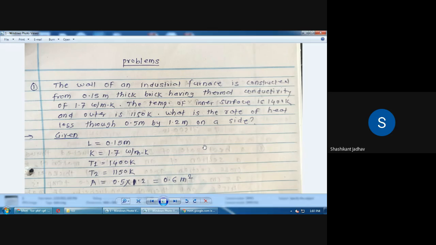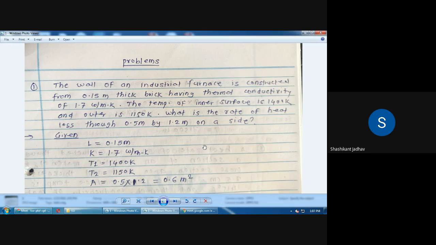Find out the value of Q. So Q is equal to K, which is given as 1.7 watt per meter Kelvin, into area. The area we have calculated, that is 0.6 meter square. Then dt is nothing but the temperature difference. What is the standard equation of Fourier's law of heat conduction? That is Q is equal to minus K into A into dt by dx.